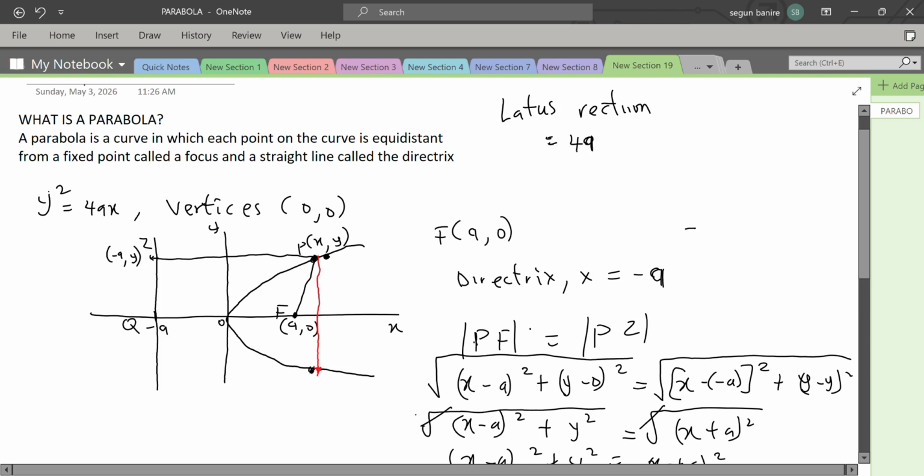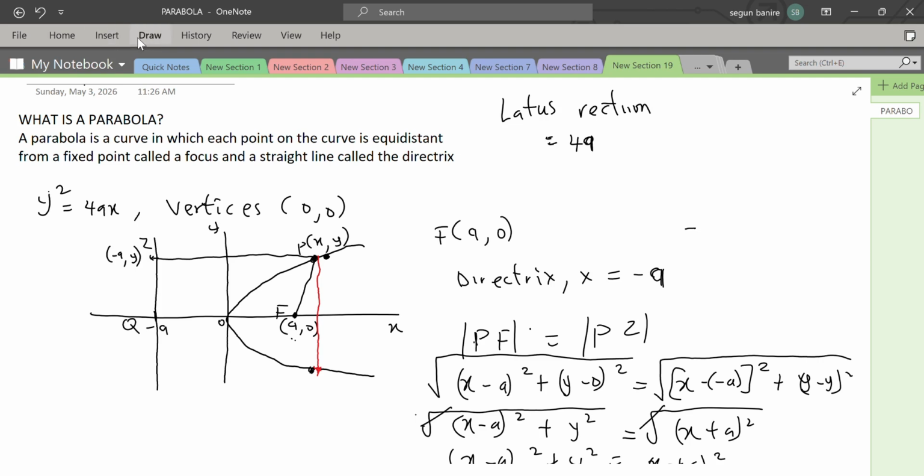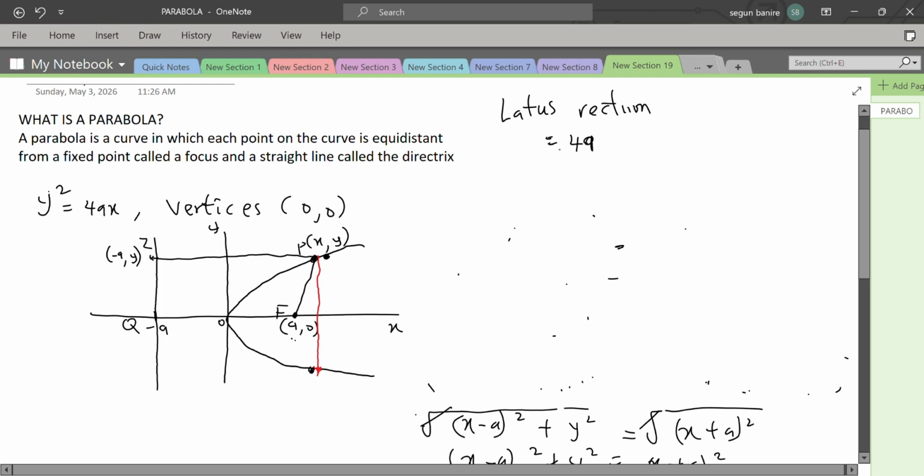It is 4a. So how do we get 4a? Let me remove what is on the screen so that we will have space. All right. So how do we have 4a? You know, at this point on the focus, x is equal to a, right? And the equation of the parabola has been gotten to be y squared equals 4ax. So if I insert the value of x there, I'll get 4a times a. This will give me 4a squared.